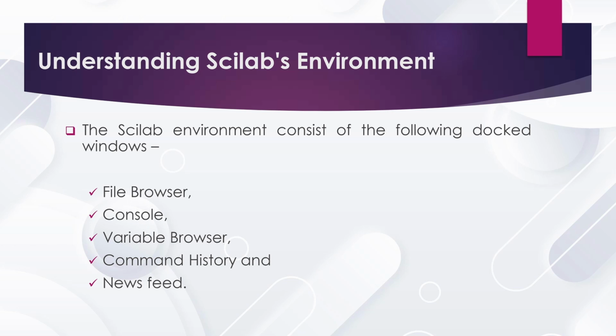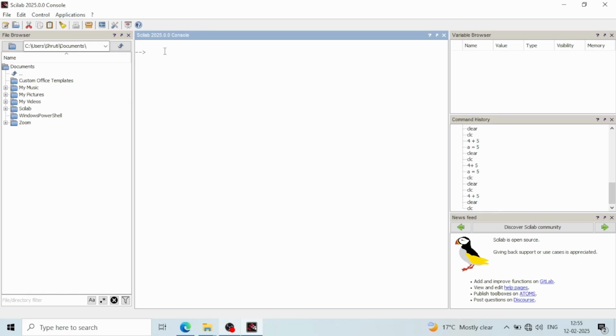The variable browser always displays the variables that have been created, while the command history lists the commands that have been used so far. In the Scilab console, after the arrow prompt, just typing a command and pressing enter will give us the result of the command.